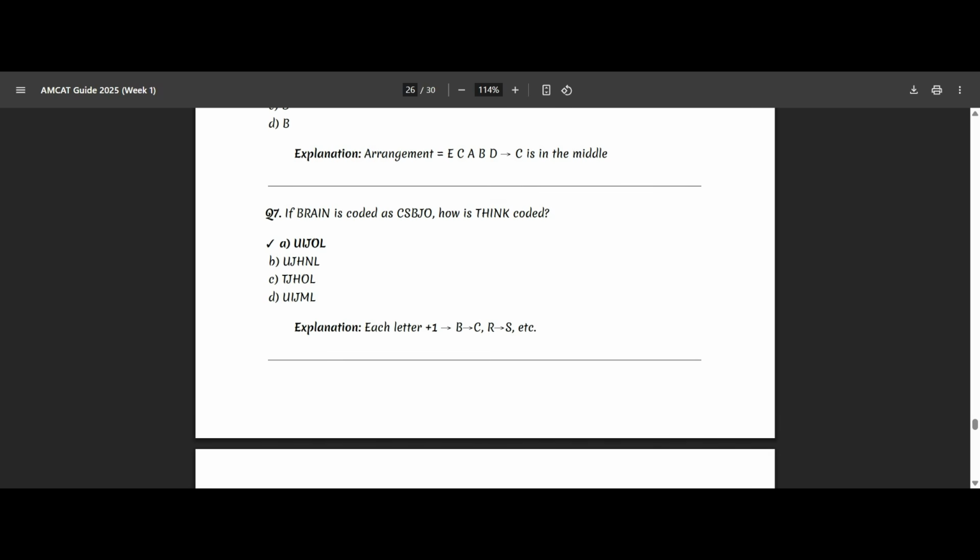So, if brain is coded as CSBJO, how is think coded? So, here we can just correlate brain to this. Key is plus one of everything here. So, T plus one is U, H plus one is I, I plus one is J, N plus one is O, and K plus one is L.